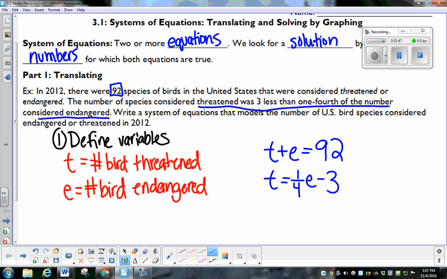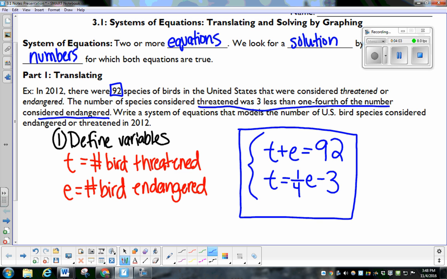That works. So actually, your book does not do this next part, but I'm going to do it. I'm not going to take points off if you don't do it, but if you remember last year, most of the time whenever you write a system of equations, you use a bracket symbol to show that it's a system of equations. So I think it's just a good practice to get started doing that. That just means, hey, look, these two equations go together.